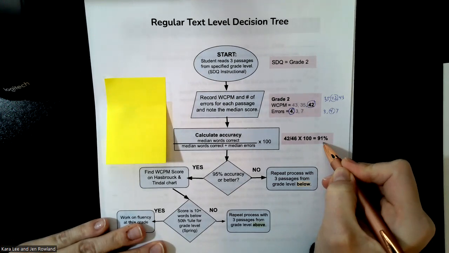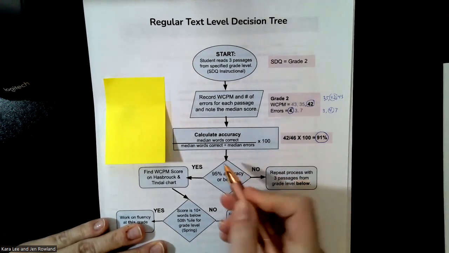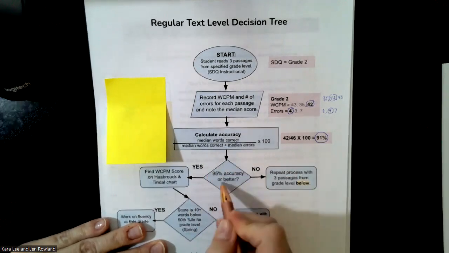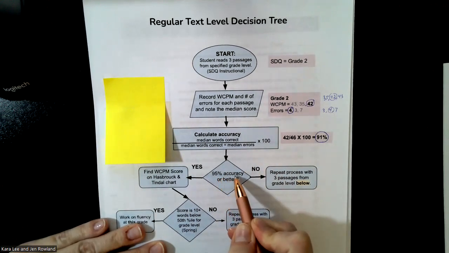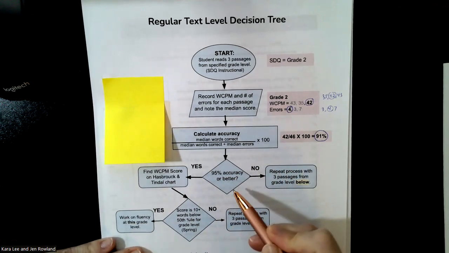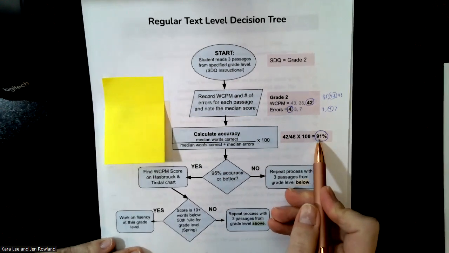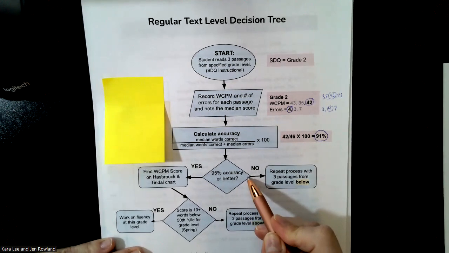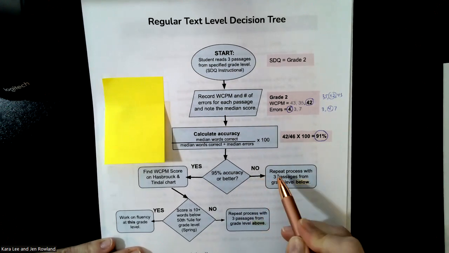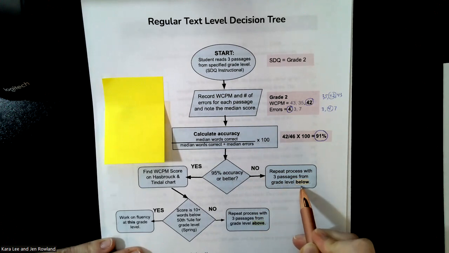Great. Now, this number here is what I use to ask myself the next question. I've got a decision point now here. Is that percentage 95% accuracy or better? Is it at least 95%? No, it is not. So I follow the no arrow and it says repeat process with 3 passages from grade level below. Okay.